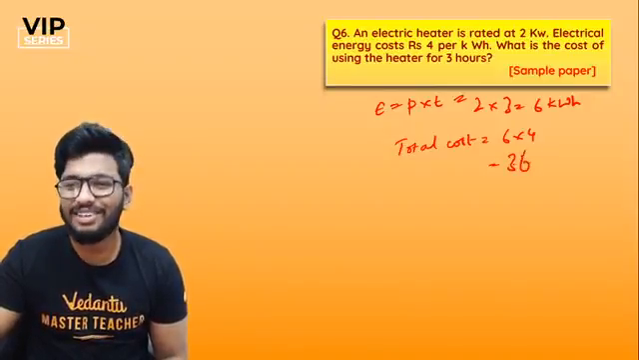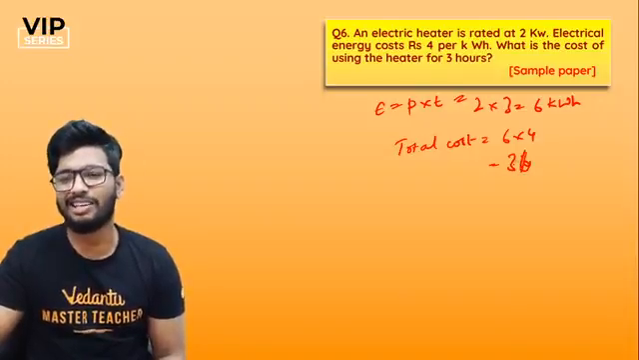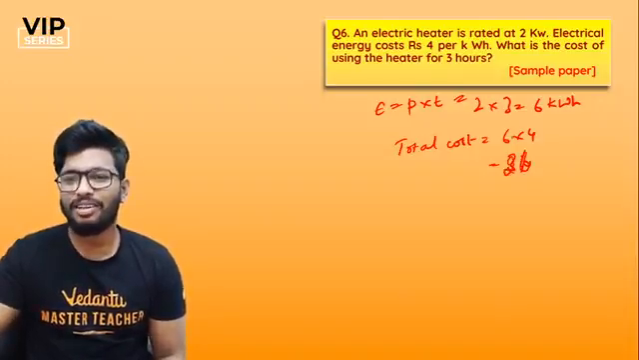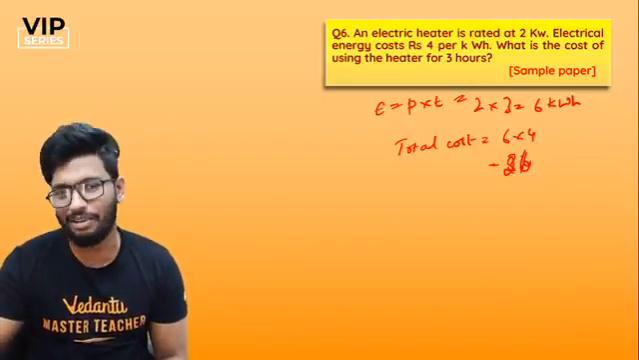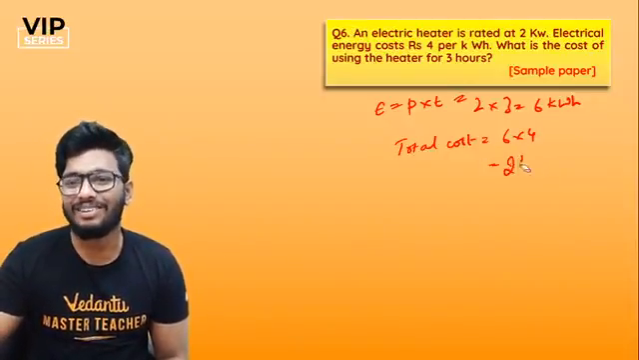I think I made a calculation mistake now. 6 fours are 24. Is it 24 rupees? Oh yeah, it is 24 rupees. I thought I made some calculation mistake. I know, it's correct, people.